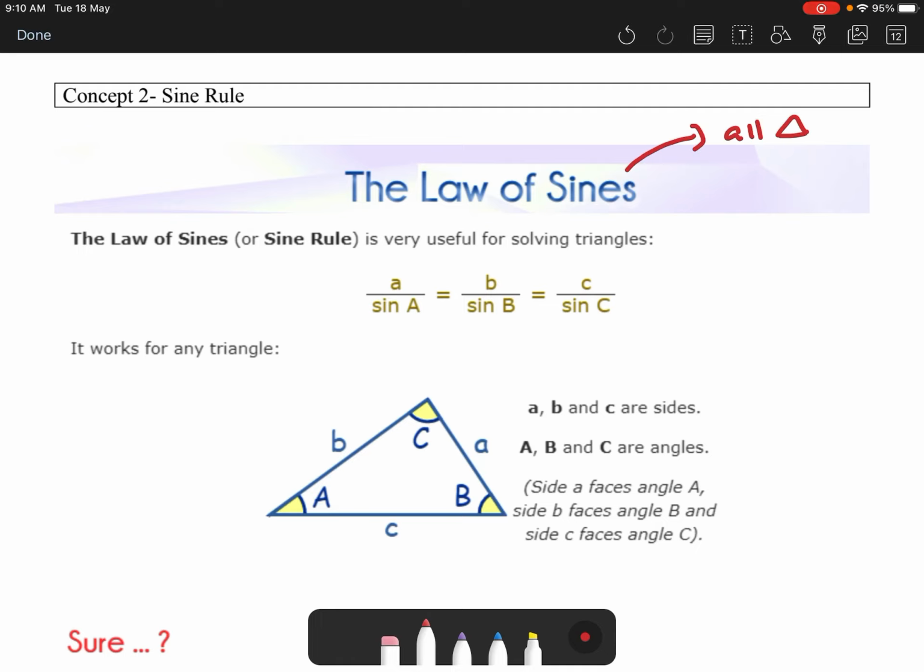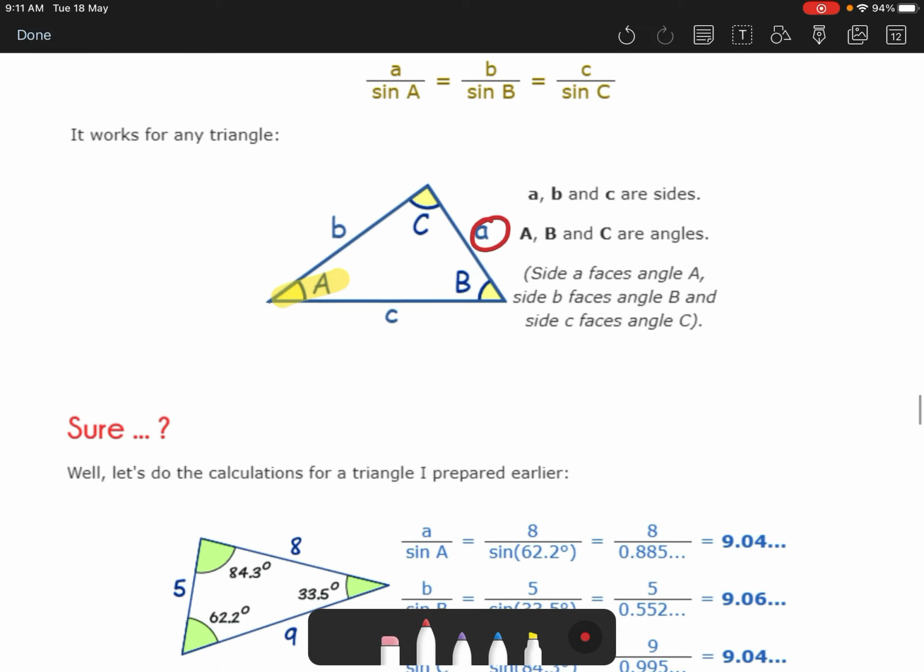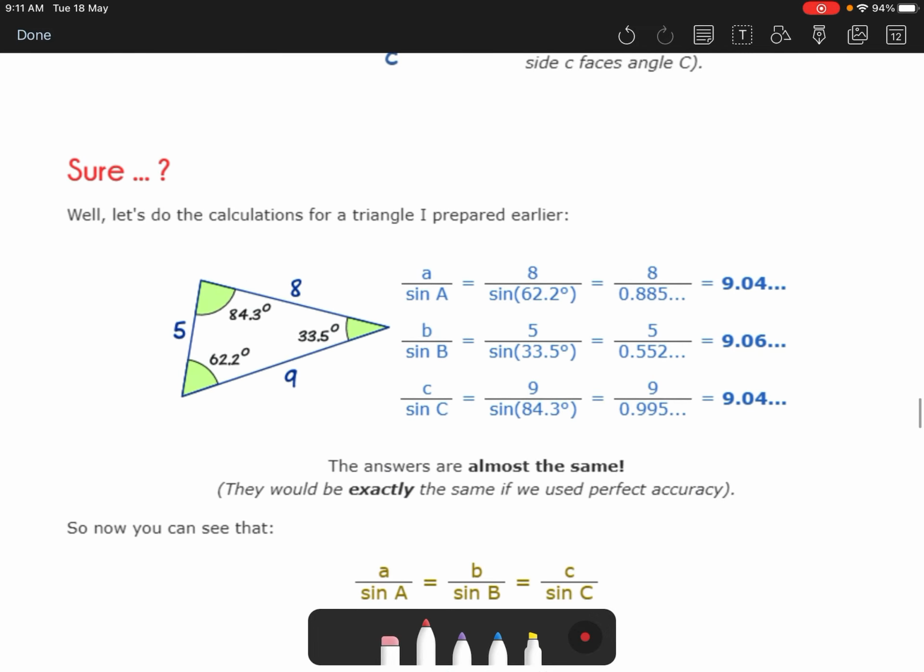The sine rule is a over sine A equal to b over sine B equal to c over sine C. So what is small a and what is capital letter A? If you look at this triangle, we have three angles. Our angle big A is this, and the length just opposite the angle is also a. This is how we define A, B, and C, be it your big letter or small letter.